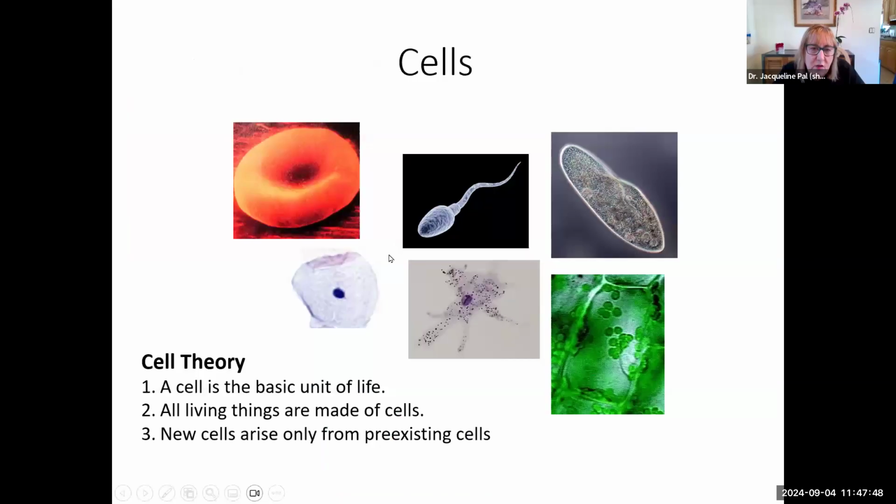So I want you to go back to this picture and look at this cell right here, this round cell with this very small little nucleus.